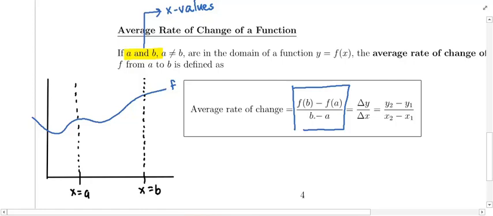If you look at the formula in the box, let's start with the denominator because it's easier. The denominator is just B minus A. You're subtracting the x values. And then let's talk about the numerator. The numerator is f of B minus f of A.